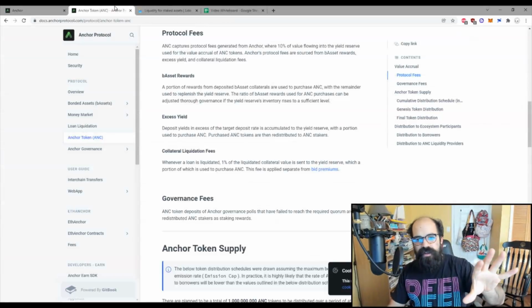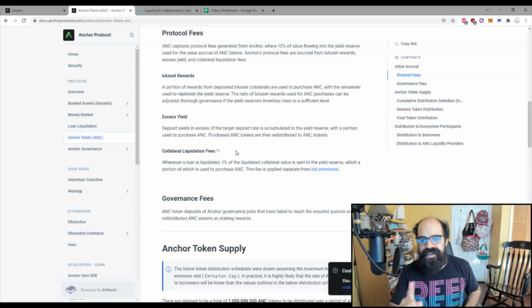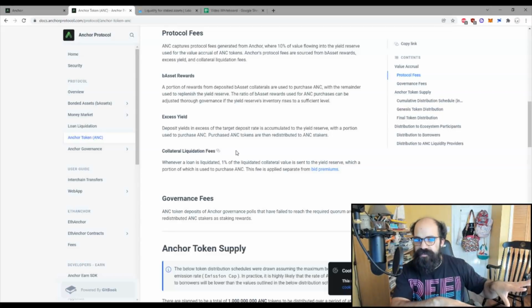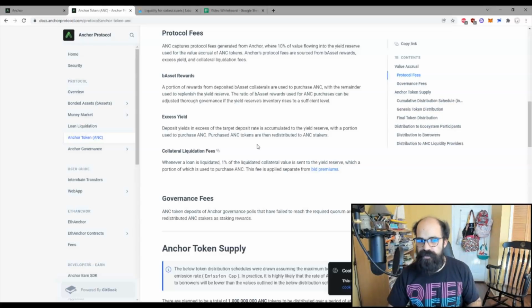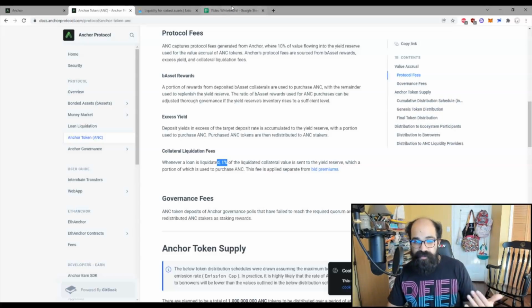Now, you may know Anchor a little bit, and you might say, hey, that 1% is actually the thing that's getting paid to incentivize liquidators. No, this is a totally different 1% fee. This fee is separate from the bid premium, right? The bid premium is 1% that goes to incentivize liquidators, like Kujira. This 1% is specifically dedicated to the yield reserve. And we can see how much would need to be liquidated in order for us to be sustainable here.